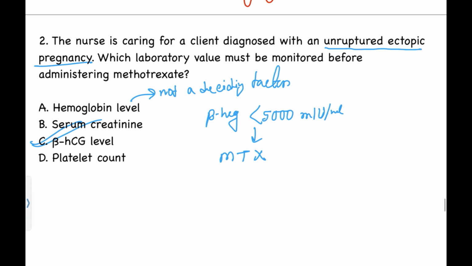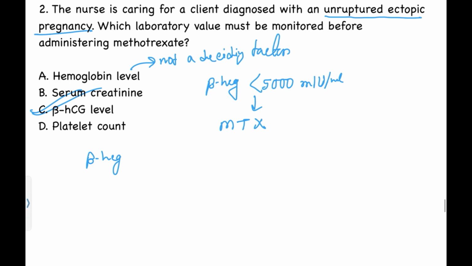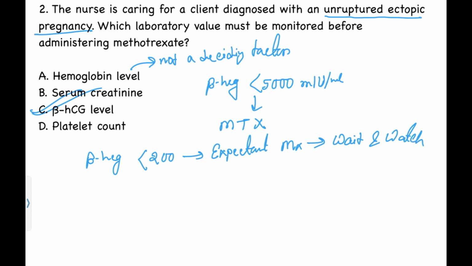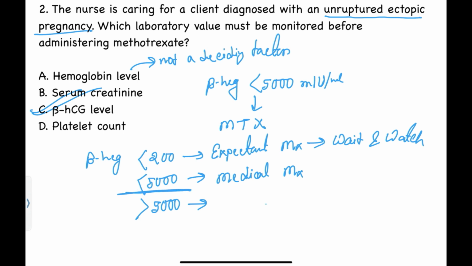When I took the class, I told you, if the beta HCG value is less than 200, we won't do anything. We will take expectant management, which means just simply wait and watch. You don't need to do anything. If the beta HCG value is less than 5000, then we will use medical management. If we use methotrexate here, it will work nicely and the pregnancy will end. If the beta HCG value is more than 5000, then methotrexate won't work, because it works only when this value is less than 5000.